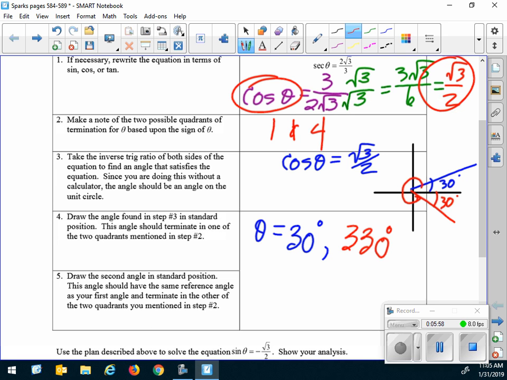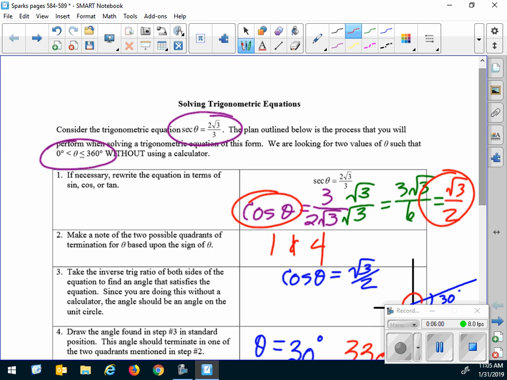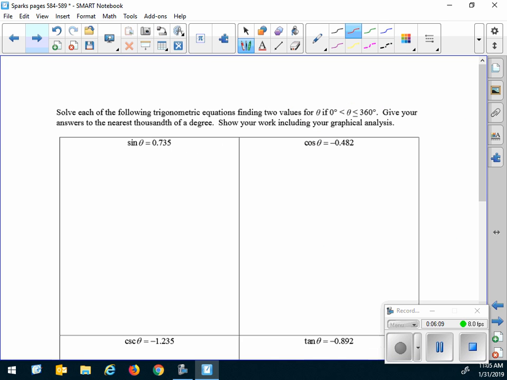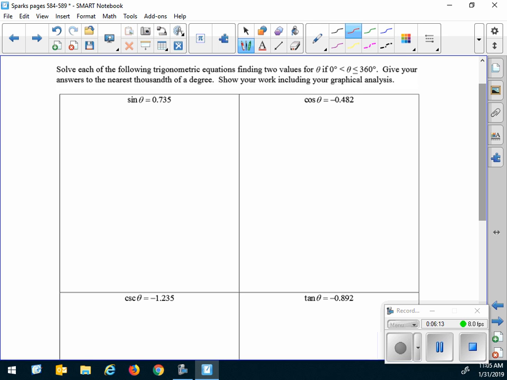We found two angles that have a secant of 2 root 3 over 3. So we just solved that equation. Next page. You got to have a calculator on this one because you are told that the sine of the angle is 0.735, and I'm pretty sure none of us have memorized that.